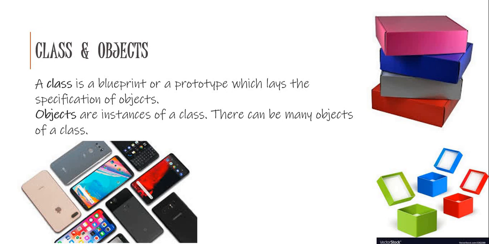Then we have one more example here, like these mobile phones. These mobile phones are cell phones. All of them are objects of class cell phone. What are the things that can vary in them? Maybe the color can vary, the brand can vary, the price can vary, but all of them will remain cell phones only. They all will have the same set of behavior. The mobile phones can ring, they can click pictures, they can play music, right?